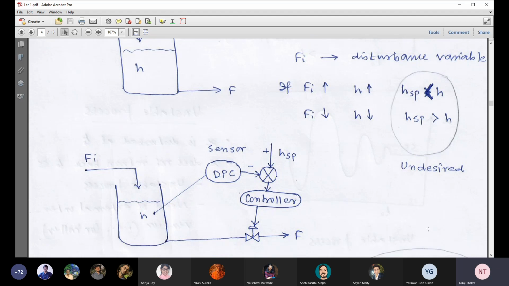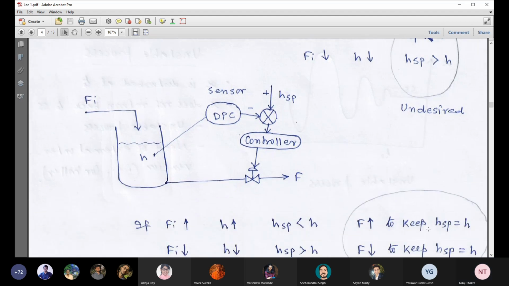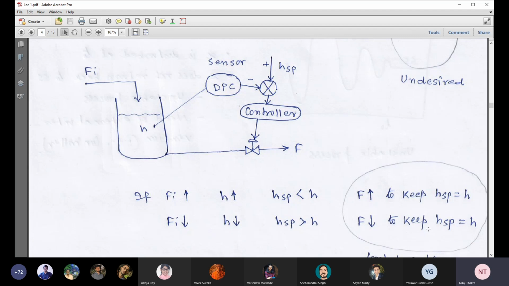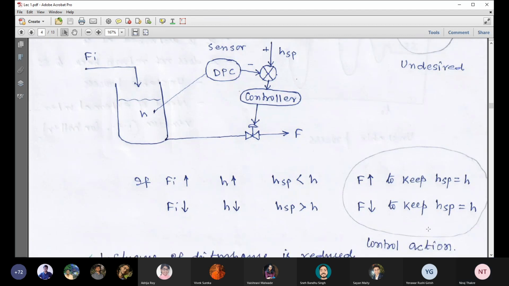Now draw the configuration in a similar fashion, the configuration which we did for the liquid tank system. This is a control configuration. I mentioned before, for a particular process in this course, at first you need to identify the control objective. For this liquid tank system, our control objective is to maintain the height at its desired value, that is HSP.